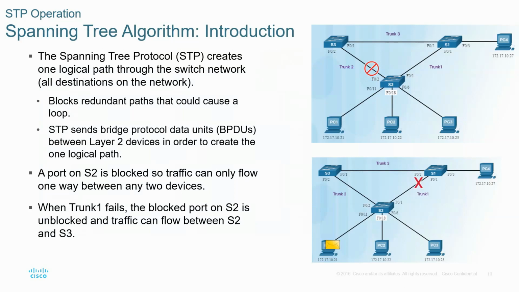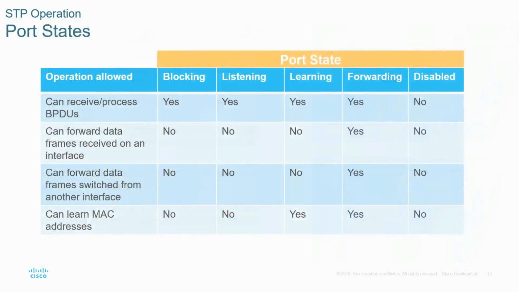Well, basically, it would have to understand BPDUs. And this is exactly what the blocking state does. It allows the switch to keep processing BPDUs, to keep understanding STP, so that if there is a failure in the network, it can actually recover and switch to another state. Okay, now, we want eventually that if there is a failure in the network, the port that was in the blocking state becomes in the forwarding state.